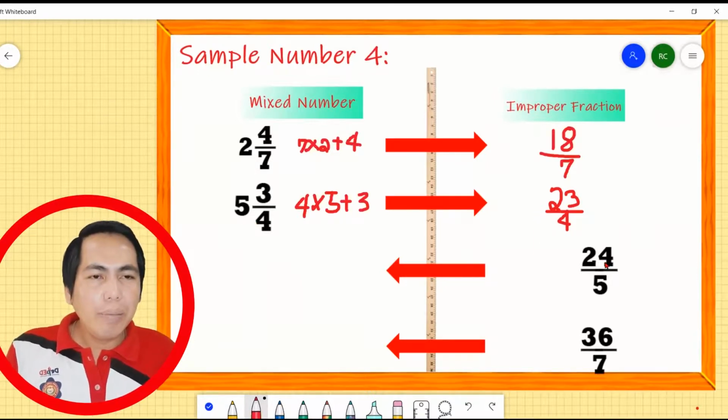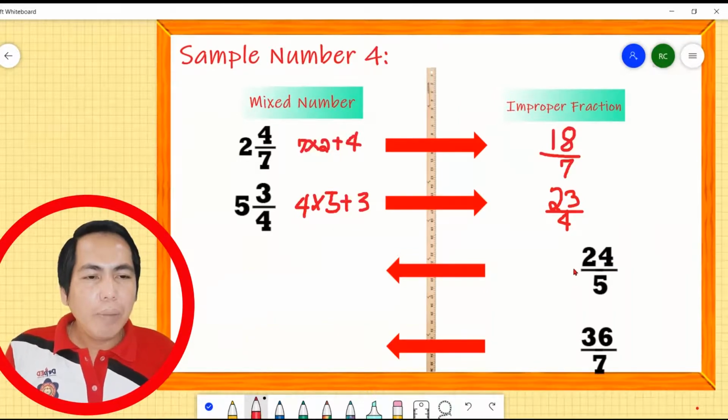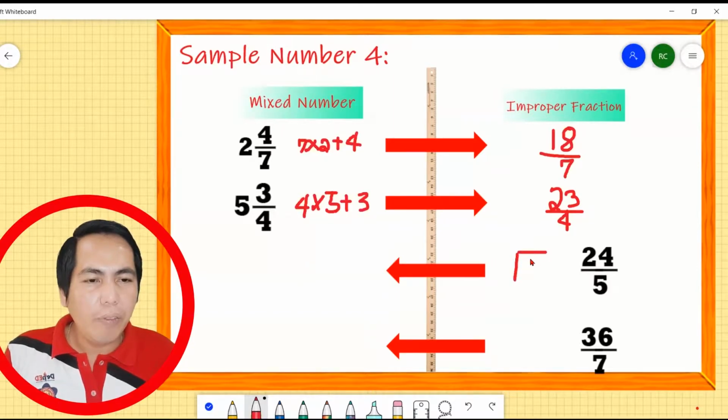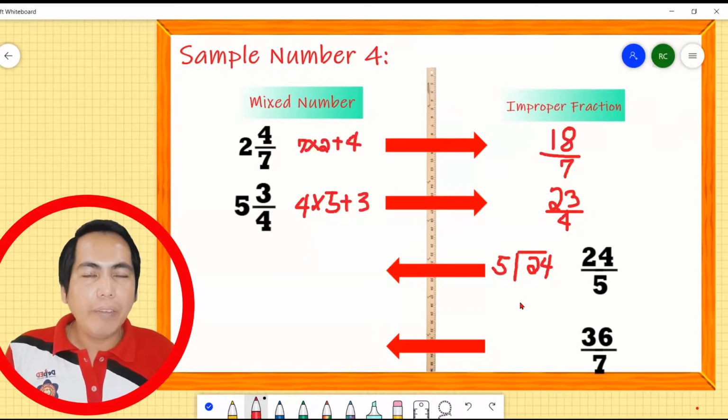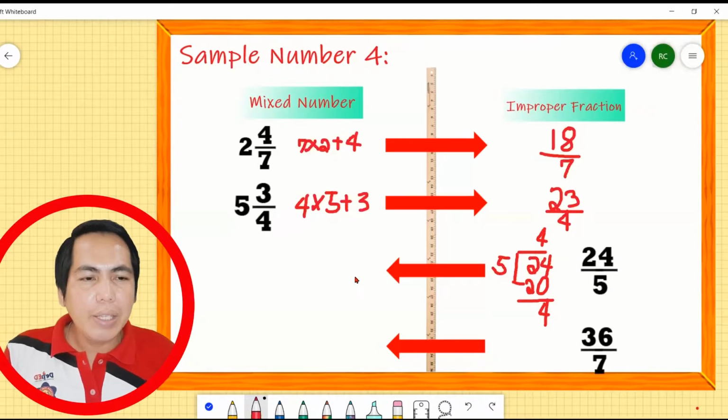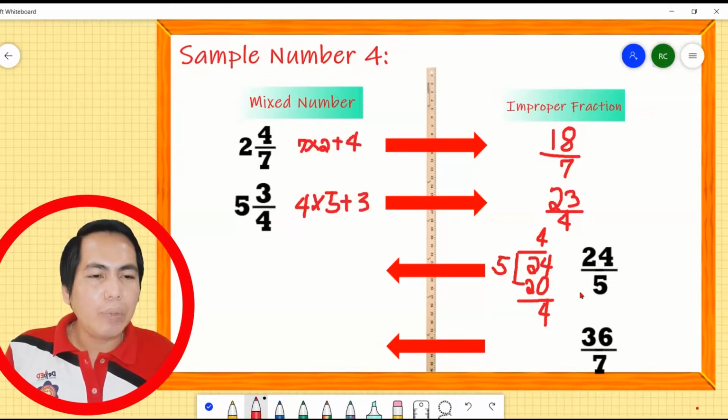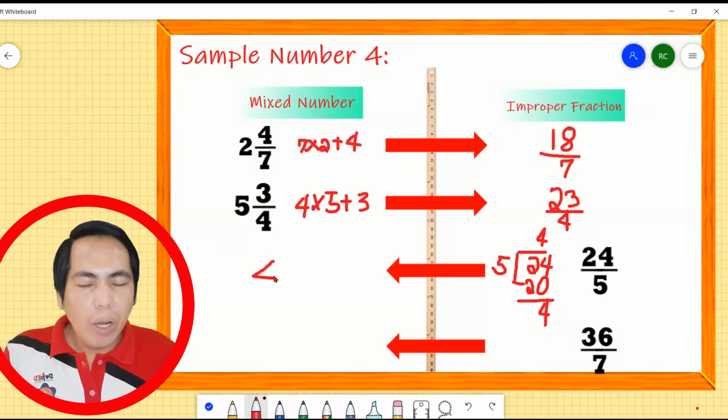Now, how about from improper fraction to mixed number? We have here number 1, 24/5, 24 over 5. So, in our discussions earlier, we have to divide the numerator, in this case 24, by the denominator, which is 5. How many 5 can we get from 24? We can only get 4 of 5 from 24. So 4 times 5 is 20. So 24 minus 20 is 4. So when we write the mixed number form of 24/5, that is equivalent to 4 and 4/5.